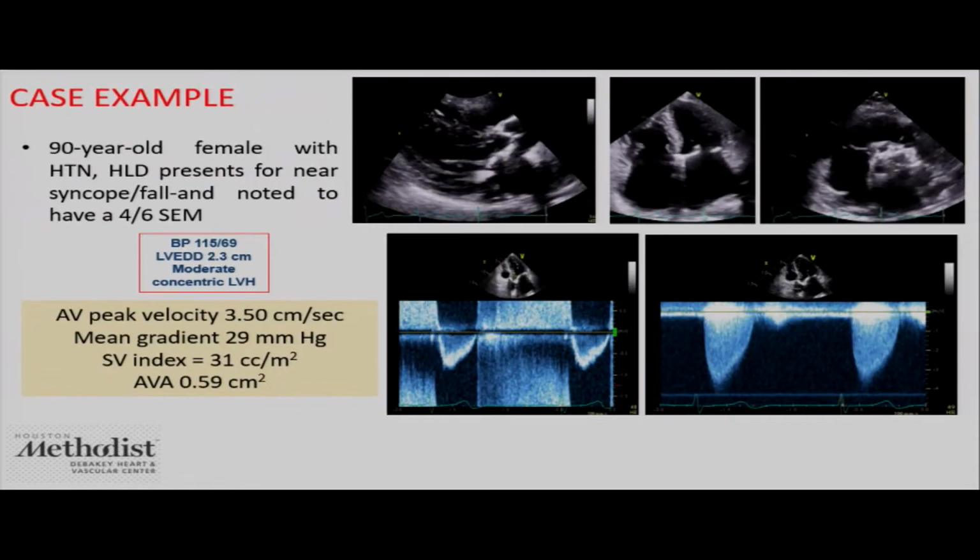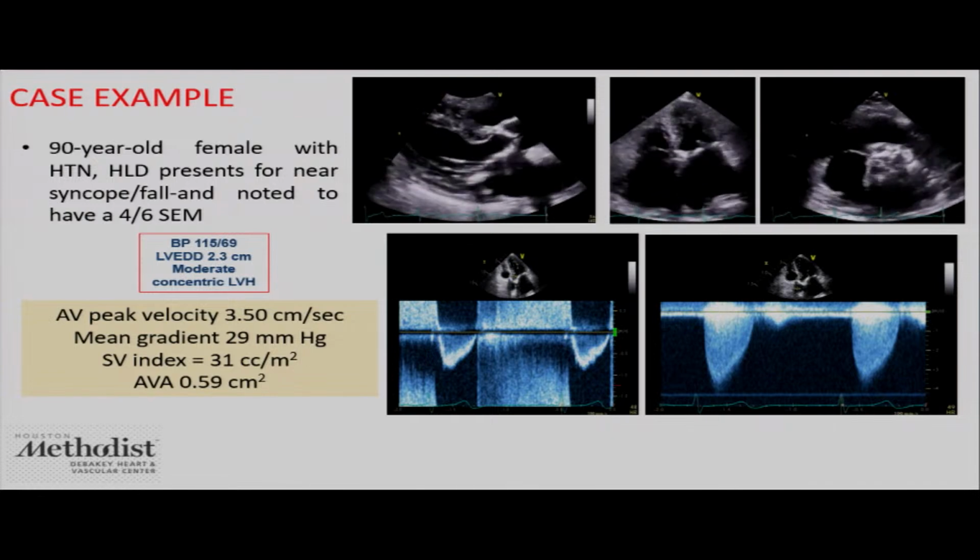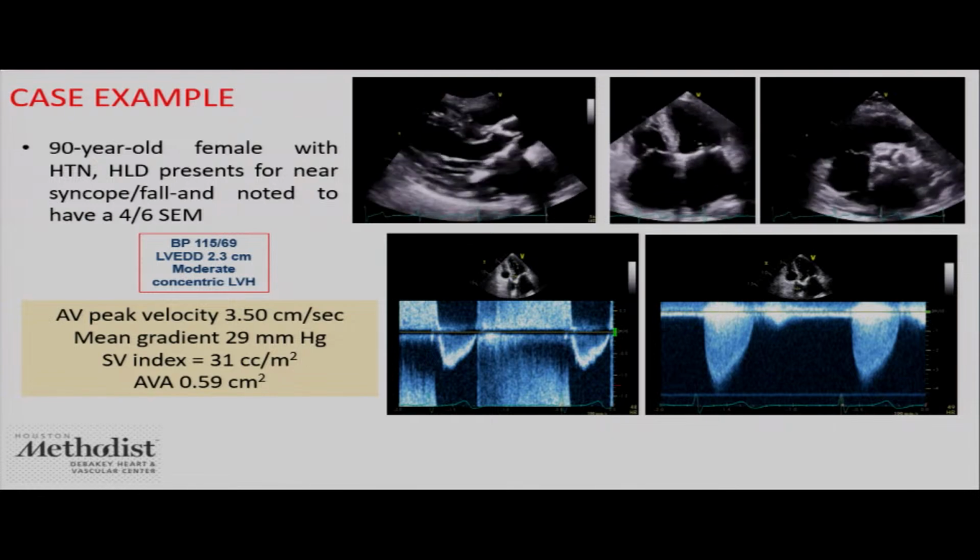All right, let's look at this example. So we have a 90-year-old, smaller hypertrophied ventricle, peak velocity is 3.5, and calculated valve area of 0.59, right?